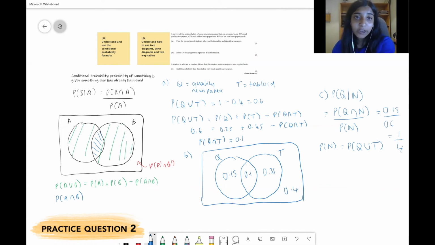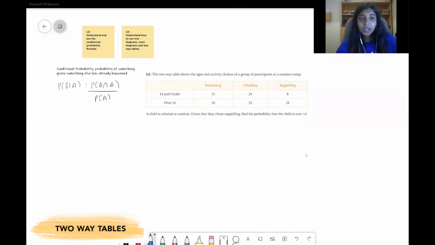So now that we've done Venn diagrams, let's move over to two-way tables. So the last type of way which we may have to apply conditional probability is through two-way tables. So two-way tables are just those that show relative frequencies for two types of events. So for example, in this one we have two-way tables showing activity choices, 3 types of activity choices, and then for 2 age groups and the frequencies and the relative frequencies for each of them. So for example, this 15 here represents those who are 14 and under and who like to do swimming.